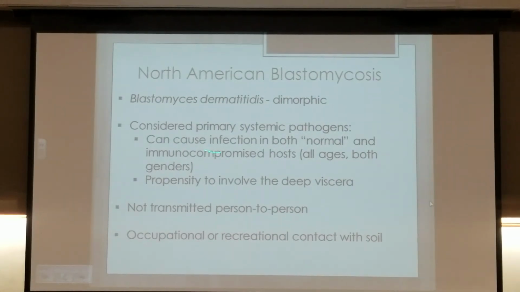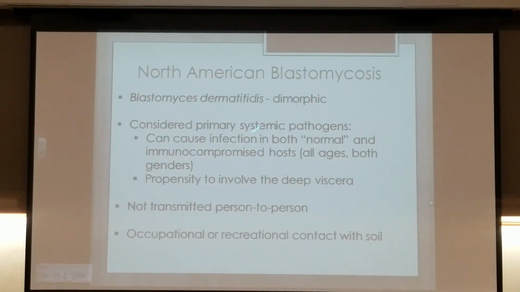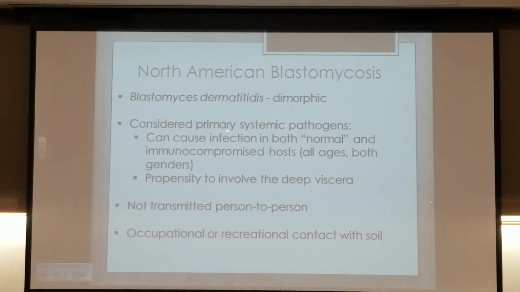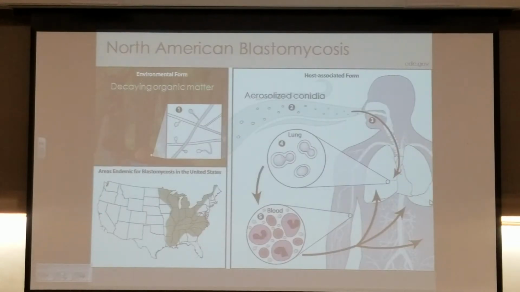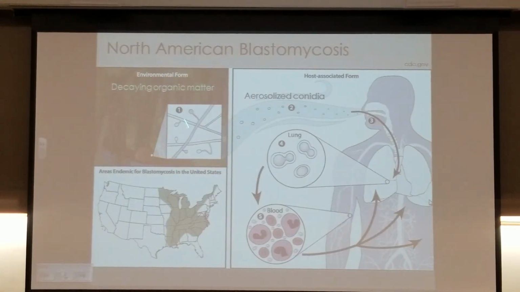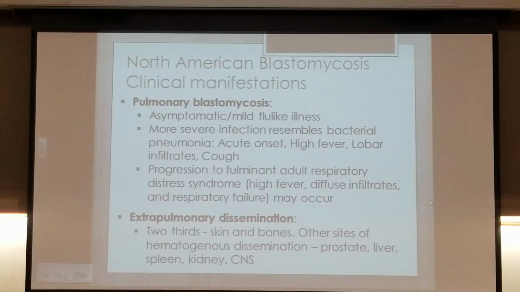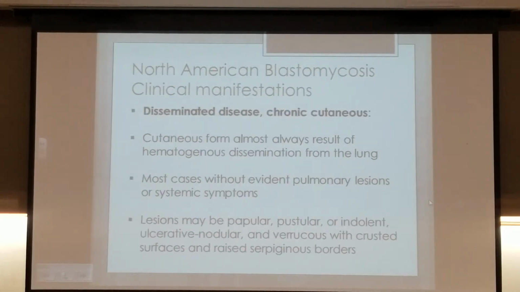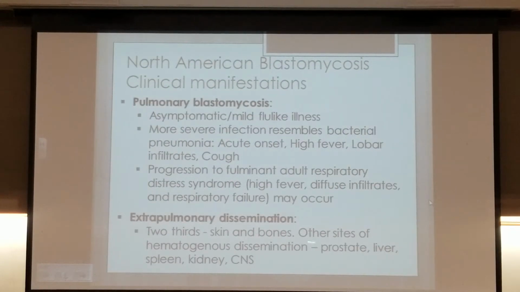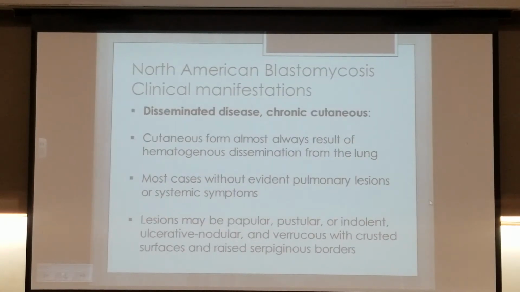Know the difference, North American blastomycosis, that's this one right here. Dimorphic, primary pathogen, can infect normal and immunocompromised. So know this slide. This one's useful because it tells you it likes decaying organic matter, and again, you inhale your spores and they go to the lungs and disseminate. So obviously, know the main diseases and causes. So know this slide right here, and I'll tell you where it goes.